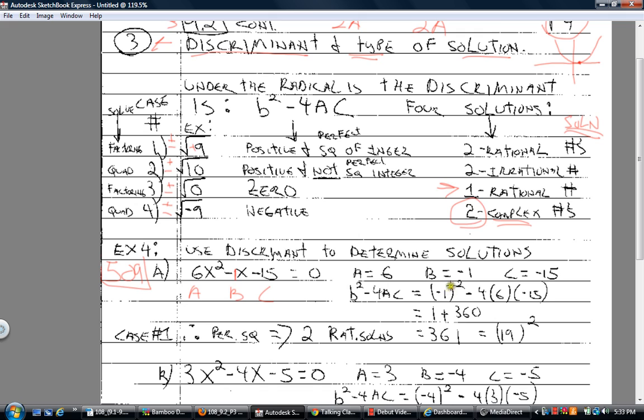Plug in the values, do the arithmetic. You get 1 plus 360, which is 361. If I ask you to take the square root of it, plus or minus, it's a perfect square root, so you get 2 rational solutions. You're up here on case number 1. It's 2 perfect square roots, and that's all your answer on these. It's just identifying what type of solutions you're going to get.